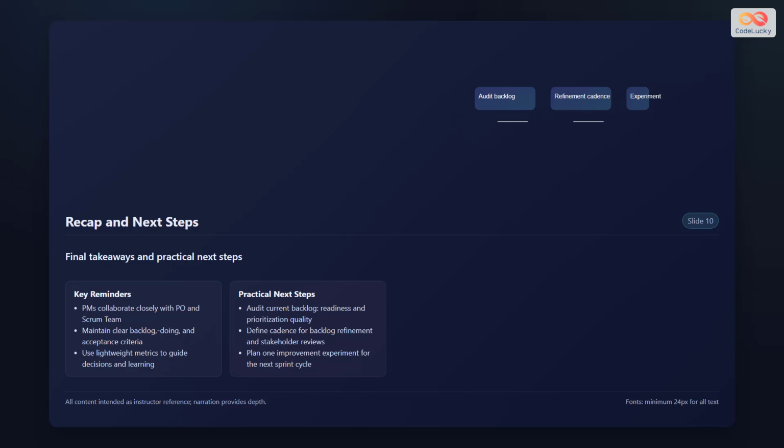Your next steps are to audit your current backlog for readiness and prioritization quality. Establish a regular cadence for backlog refinement and stakeholder reviews. Plan one improvement experiment for your next sprint cycle to test a hypothesis about your product or process. Start small, measure results, learn, and iterate. This disciplined approach to product management will help you deliver greater value to customers and your business.